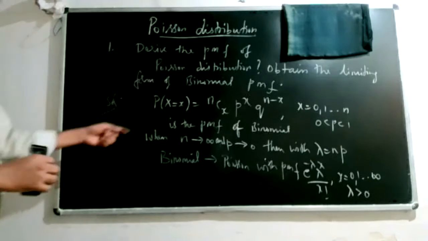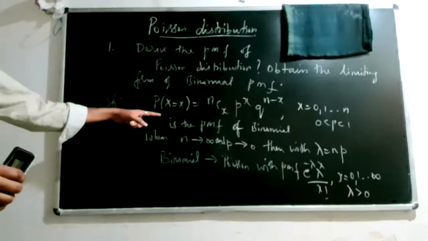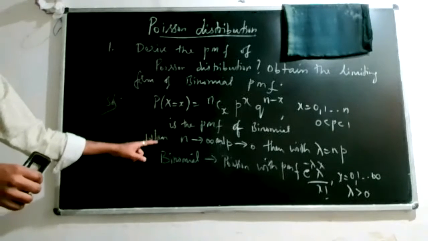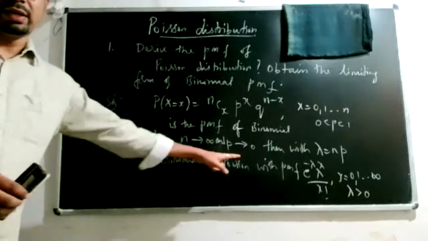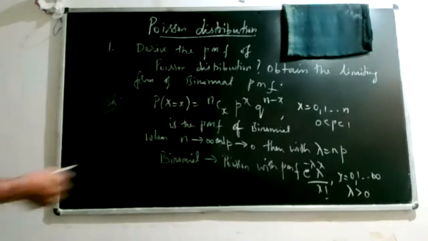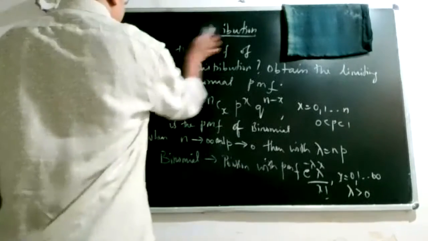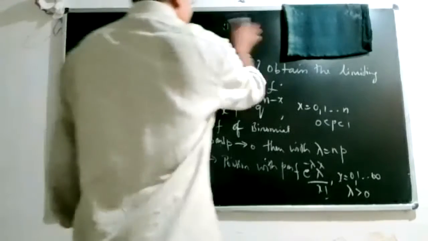So if they say state the conditions under which binomial tends to Poisson, we have to write this: binomial tends to Poisson when n is large and p is small, with lambda equals np. So now we'll take the limit of that.